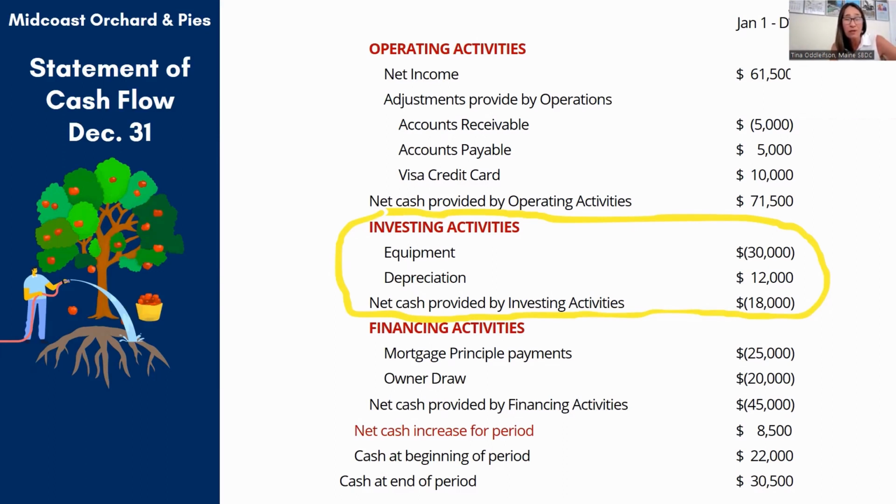But $30,000 went out of our bank account to buy that thing. So we're going to take that out of our cash calculation. So now we have $30,000 less in cash.